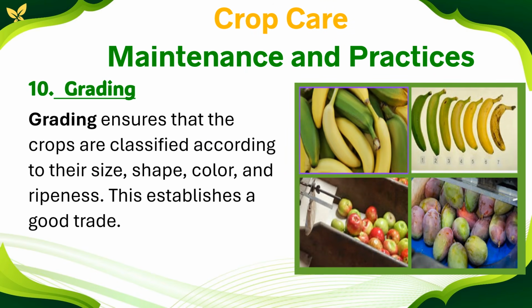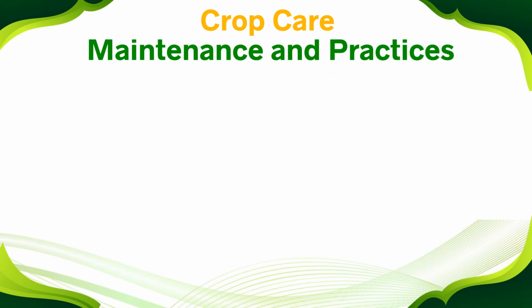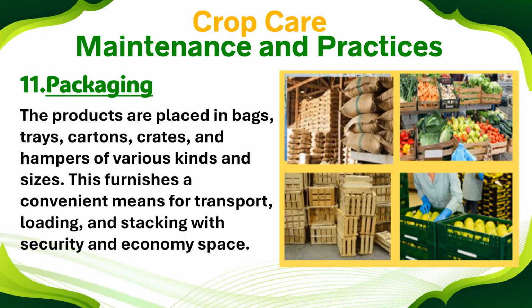The grading. This process ensures that the crops are classified according to their size, shape, color, and ripeness. This establishes a good trade. The packaging. The products are placed in bags, trays, cartons, crates, and hampers of various kinds and sizes depending on the types of crops. This furnishes a convenient means for transport, loading, and stacking with security and economy of space.